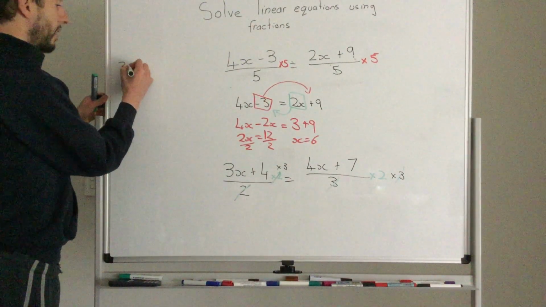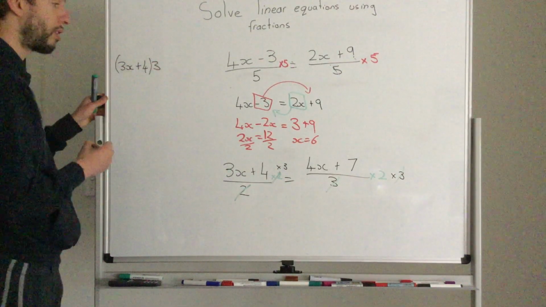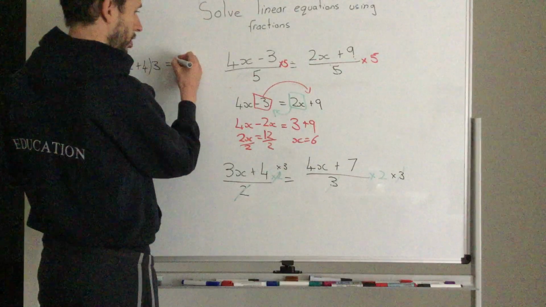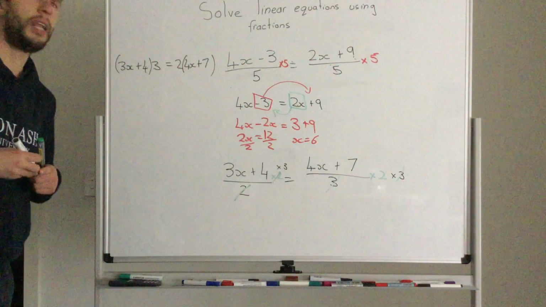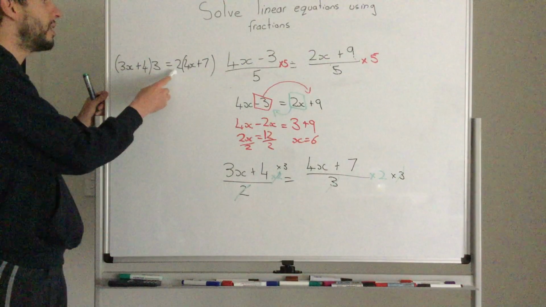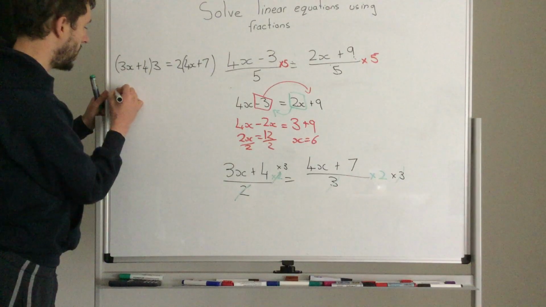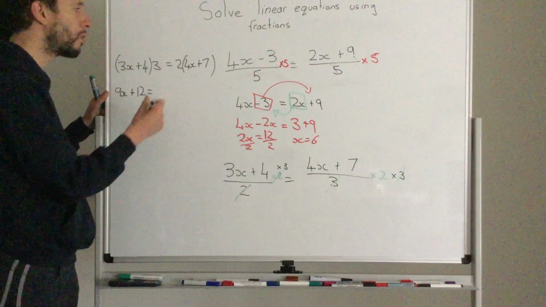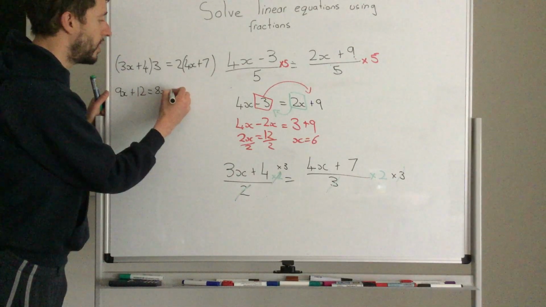That leaves me with 3x plus 4 in brackets timesing by 3 equals timesing by 2, 4x plus 7. Now I can expand that. This 3 is being multiplied by everything in this bracket, and this 2 is being multiplied by everything in that bracket. So 3 times 3x is 9x, plus 3 times 4 equals 12, equals 2 times 4x is 8x, and 2 times 7 equals 14.